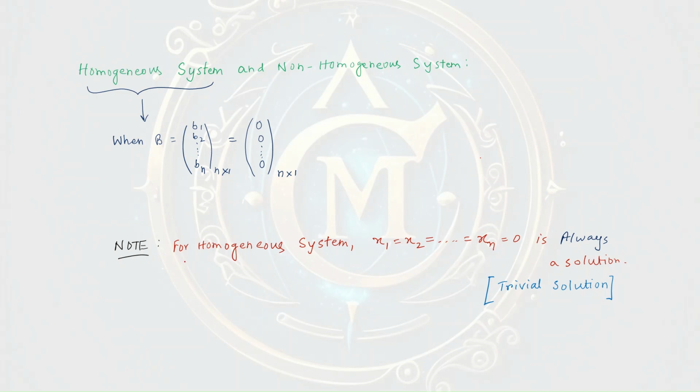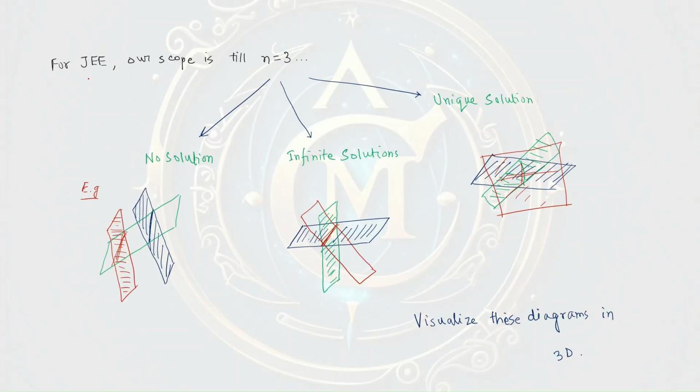Now you have to note this point that for homogeneous systems, putting all variables equal to 0 will always give a solution. This is called a trivial solution. So for 3 variables, x equal to y equal to z equal to 0 is called a trivial solution. Now in the JEE syllabus, our scope is limited to n equal to 3. That means we have to solve at most 3 variables. Now the cases for no solution, infinitely many solutions and unique solution are demonstrated over here.